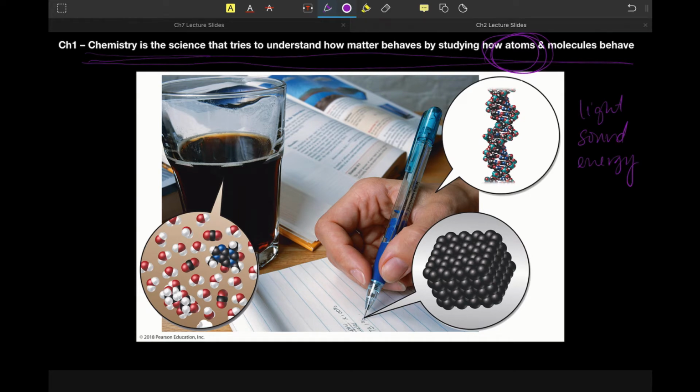Because the fact is that everything is made of atoms. You may not exactly know what the atomic makeup of something is, but it's made of atoms at its basic level. And so this picture from your book tries to illustrate that, where we have our genetic material, we have the carbon that composes our lead, we have the water that makes up the solution and other chemicals that make up our beverages.